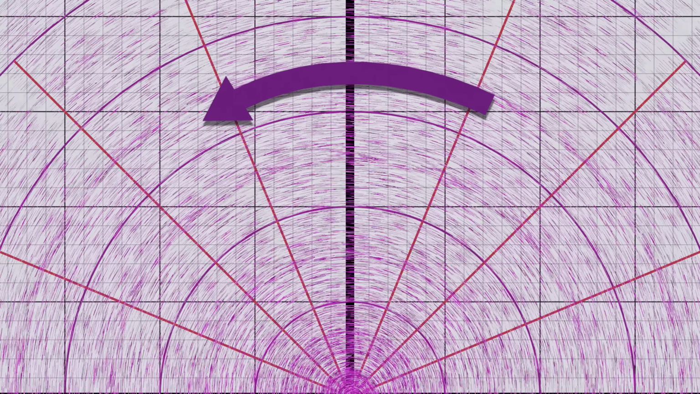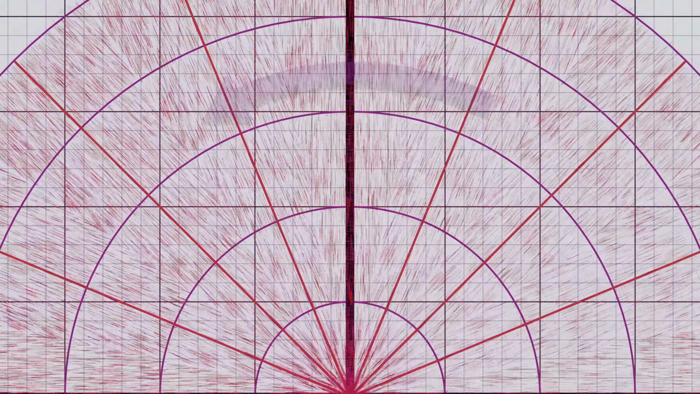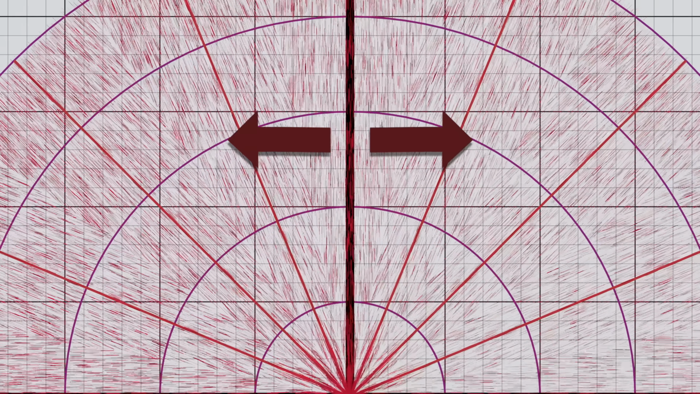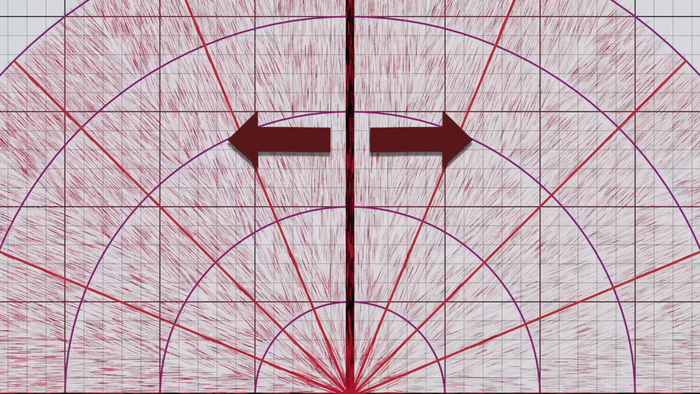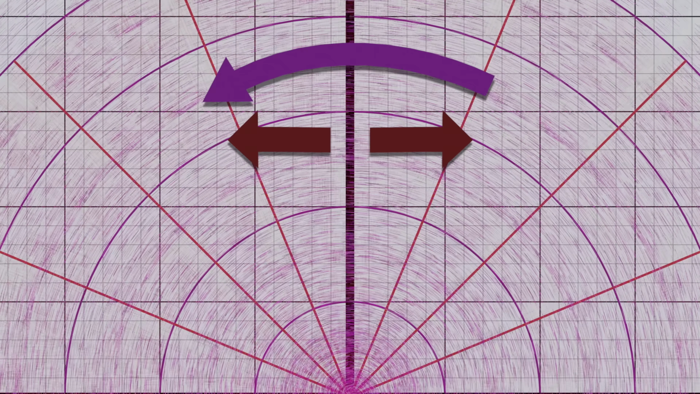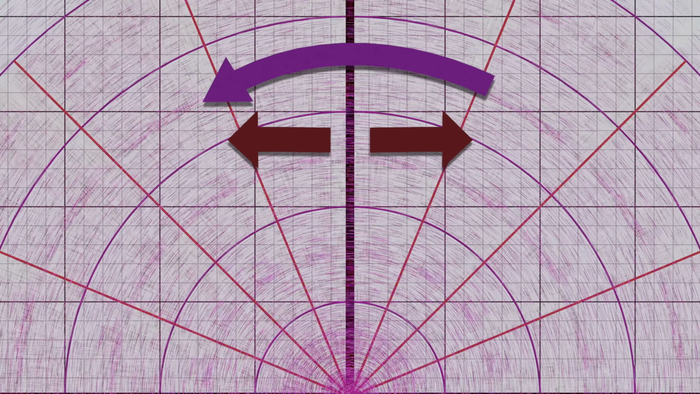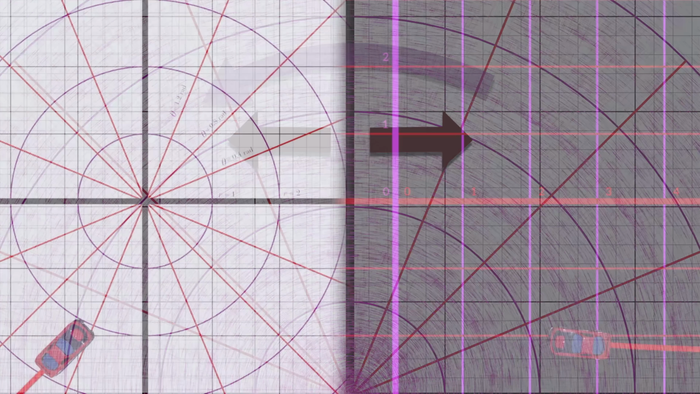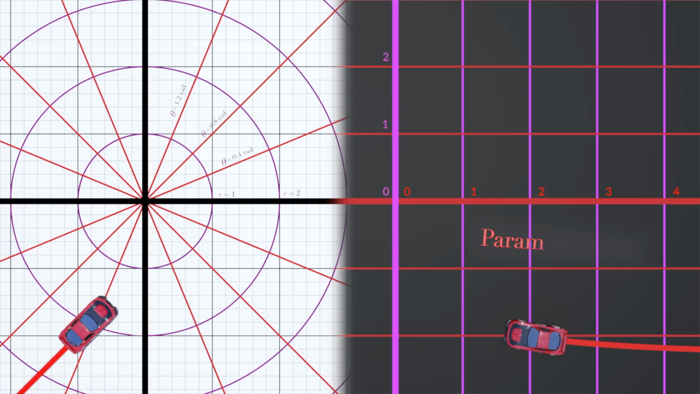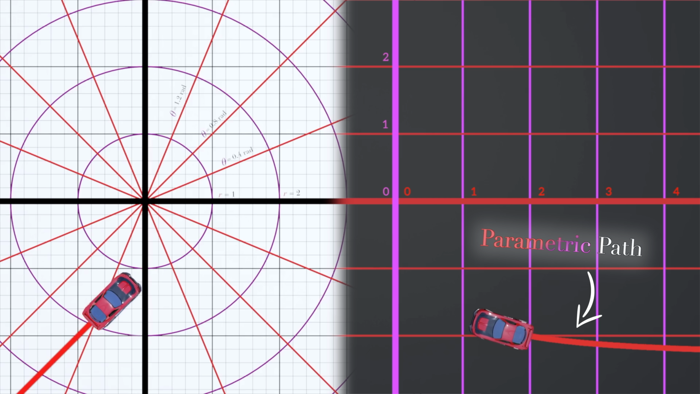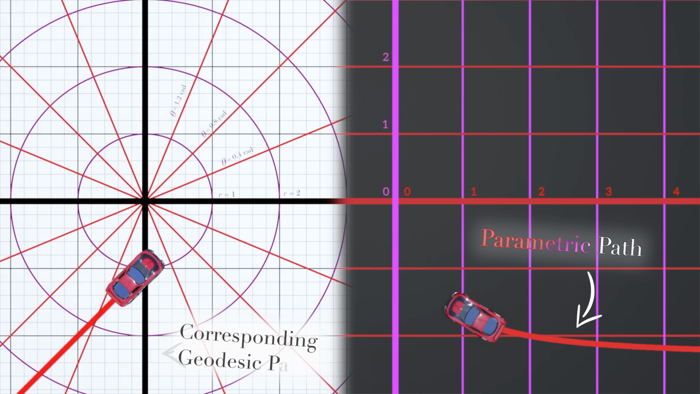In accordance with the Levi-Civita condition, we can then recognize that the divergence of the r-coordinate flow is accounted for by the curl of the theta coordinate flow, or vice versa. Lastly, the Christoffel symbols can help us determine what paths in the parametric space will correspond to geodesics in the Euclidean space.